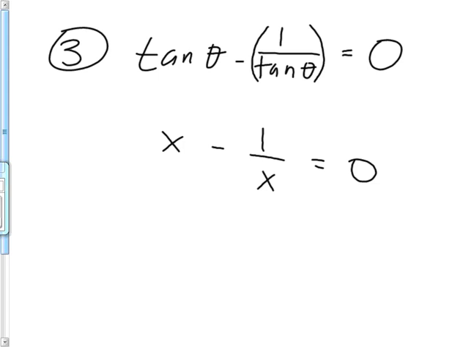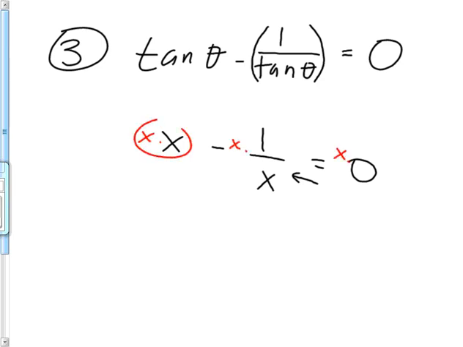Do a common denominator thing. Or, here's another way instead of a common denominator. Would you agree that to get rid of the fraction part here, I can multiply everything by x? Watch what happens when I multiply everything by x.